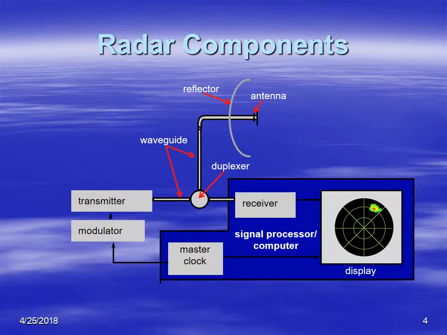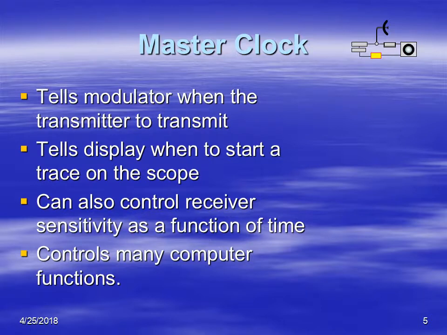So we'll start out with the master clock, which is in the signal processor kind of computer area of the radar. What the master clock does basically is keep all the timing for the radar. It does a lot of things, like it tells the radar when to transmit power. Also, it tells when to start to display information on the scope, how to trace the information on the scope. Also, it can figure out how sensitive the receiver should be based on the distance the electromagnetic radiation travels back from the target to the radar. And it does a lot of things. So the master clock basically is the timer.